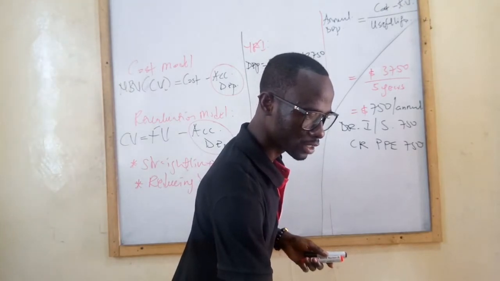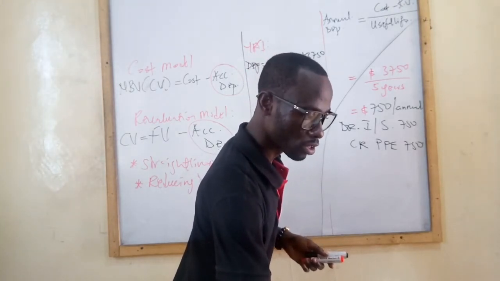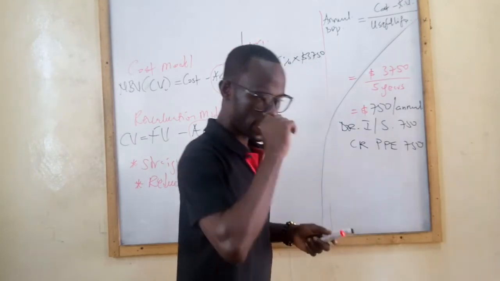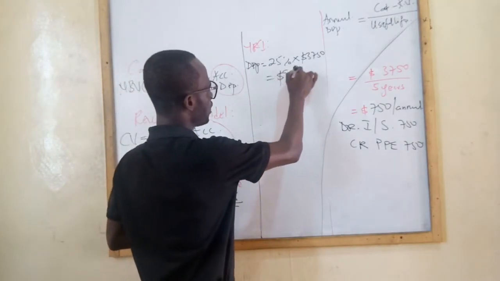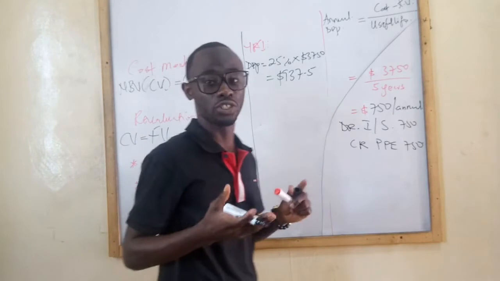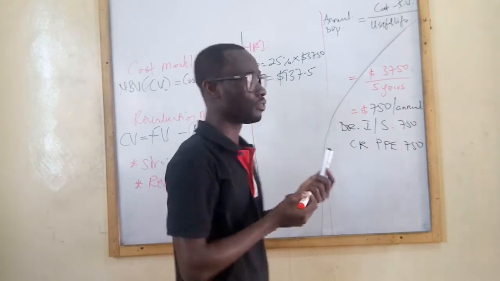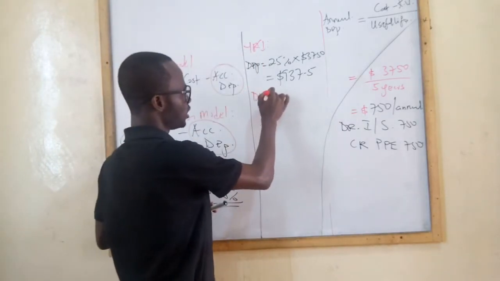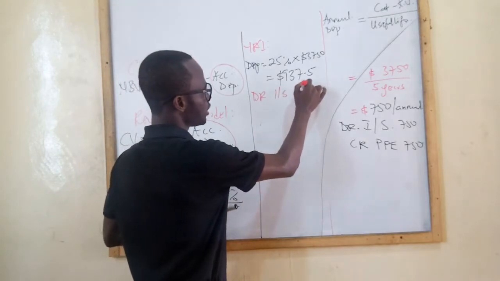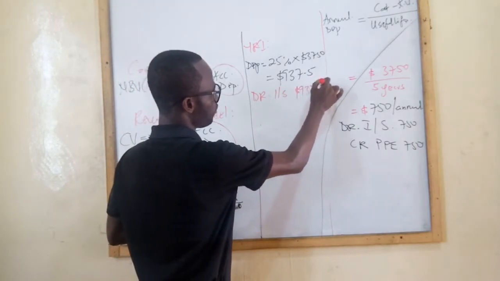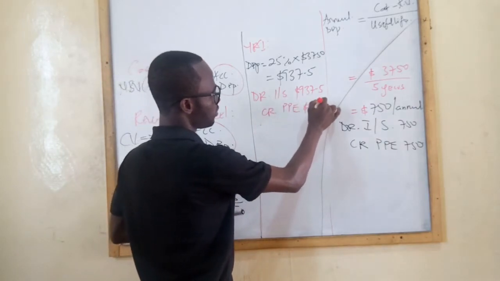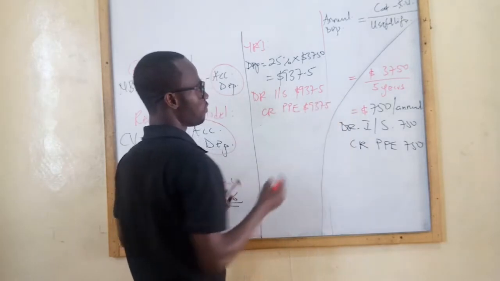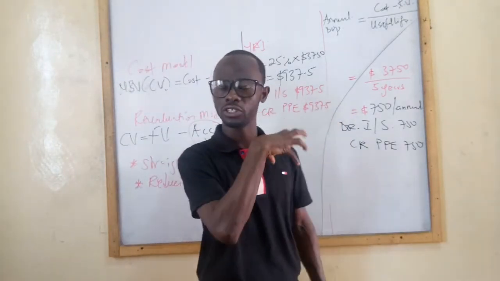So let me do that here. 0.25 times 3750. And that is, so for the first year, we're going to be charging 937.5 as the depreciation. And so how do we account for that? You know that already, right? So we debit the income statement 937.5, and then we credit the property, plant, and equipment 937.5. So that is what happens in the first year.